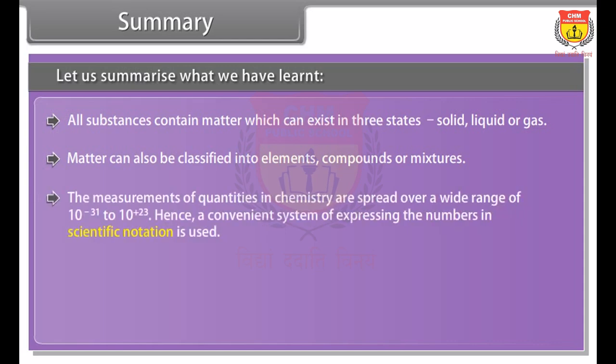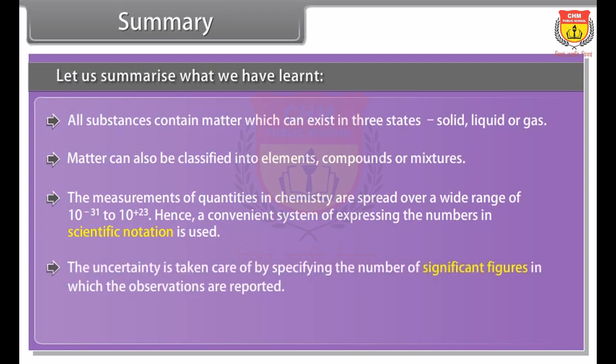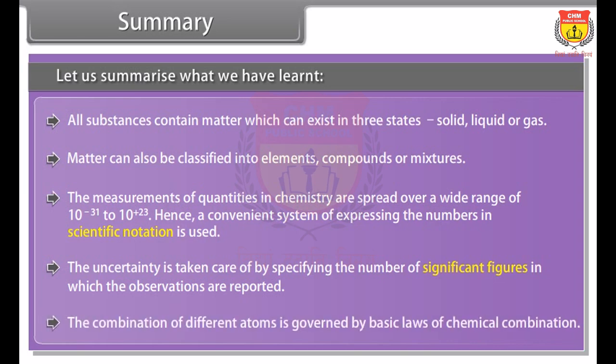The measurements of quantities in chemistry are spread over a wide range of 10^-31 to 10^23. Hence, a convenient system of expressing the number in scientific notation is used. The uncertainty is taken care of by specifying the number of significant figures in which the observations are reported. The combination of different atoms is governed by basic laws of chemical combination.